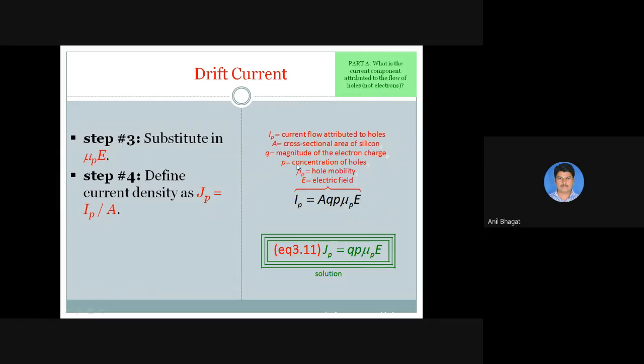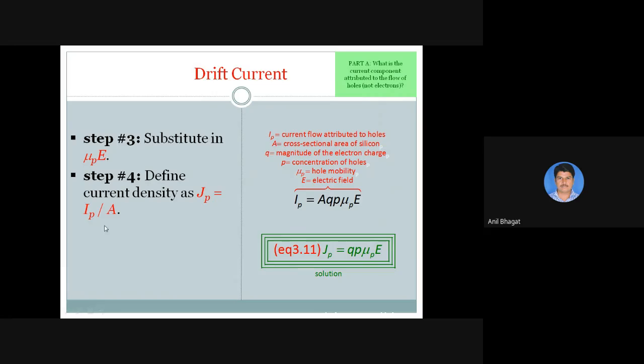Our target is JP, the current density. The component JP is equal to IP divided by A. Current density is also important from the GATE point of view. You just calculate the current density by taking the mobility of holes or electrons, the cross-sectional area, and the charge of the electrons or holes. So the formula for current density is JP equal to IP divided by A. And what is JP right now? Q multiplied by P multiplied by mu P multiplied by E.